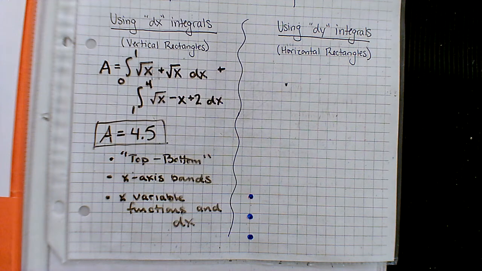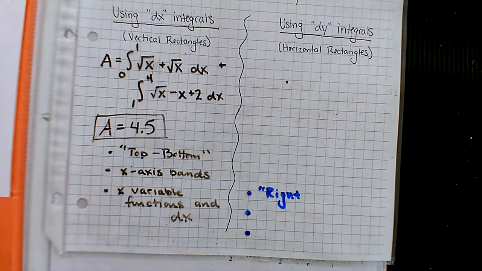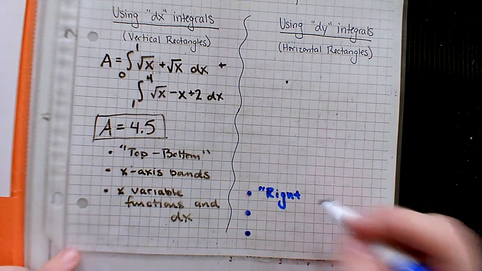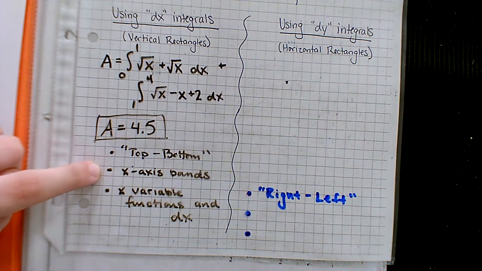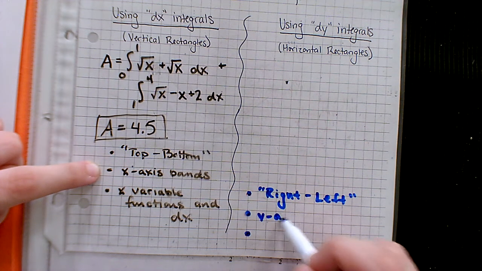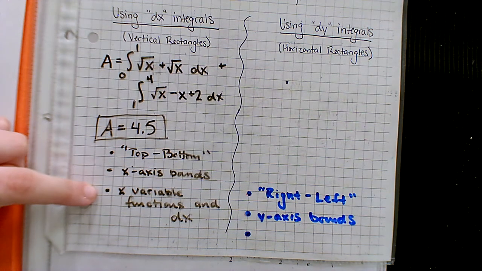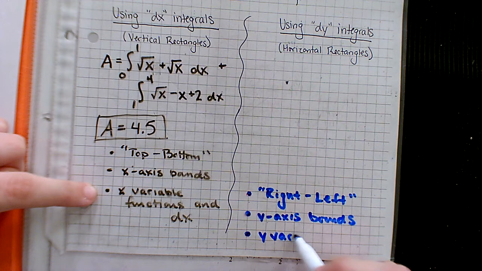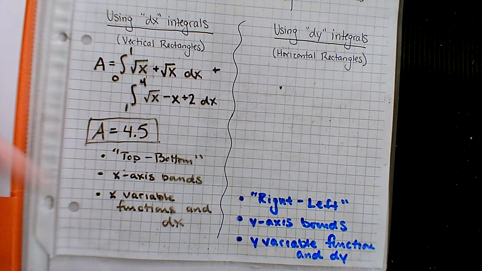Instead of top and bottom, we can change that to left and right. Good. So this would be actually right minus left. Notice how top is kind of a positive direction. Right is a positive direction. So this would be right minus left. Instead of using x-axis bounds, if we want to measure area to the y-axis, we need y-axis bounds. And in terms of our integral, we would need a y variable function and a dy on the end of our integral.